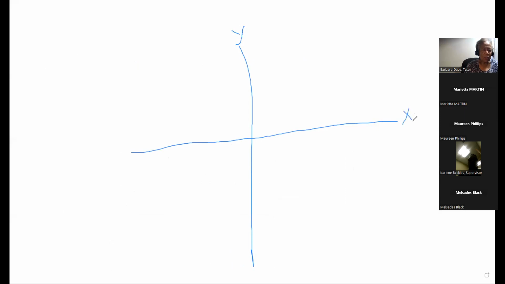Okay, let me just draw a coordinate grid. And this is the foundation. I want to make sure you understand this. All right. This is Y. Now, Maureen, you understand this, right? This is Y and this is X. You understand that, right? Yeah.